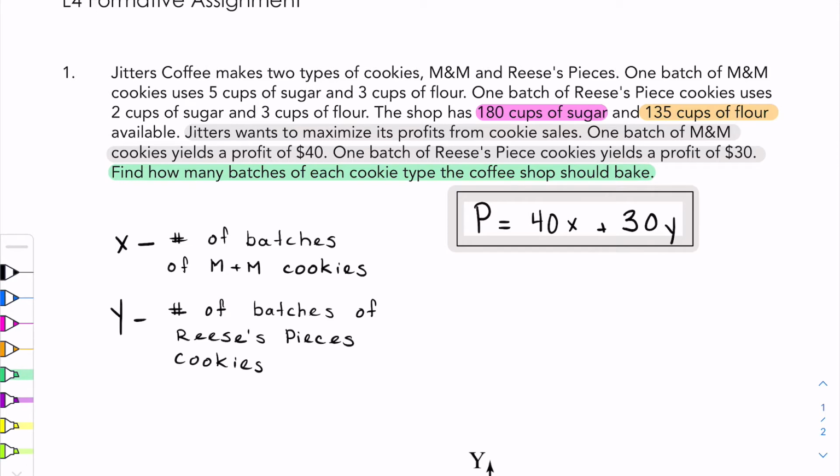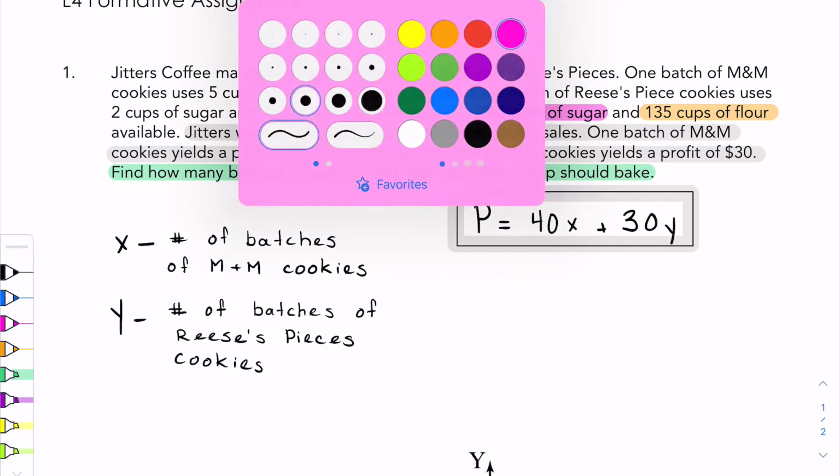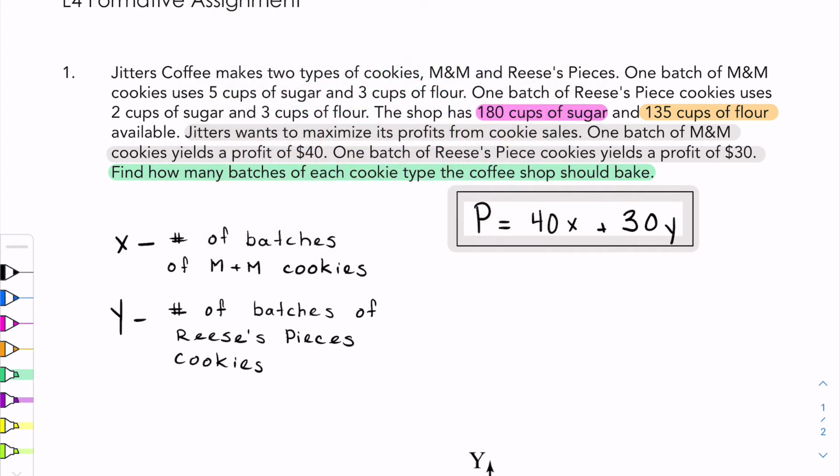So I'm going to highlight everything to do with sugar in pink. What I notice about sugar is that M&M cookies use 5 cups of sugar, and Reese's Pieces cookies use 2 cups of sugar. What I notice about flour is that M&M cookies use 3 cups of flour. Reese's Pieces also use 3 cups of flour.